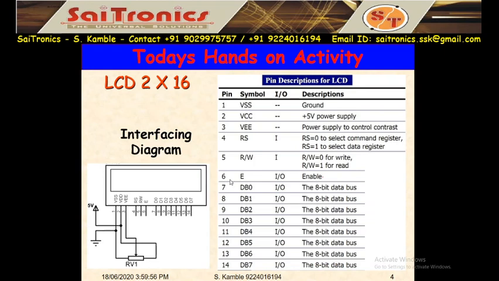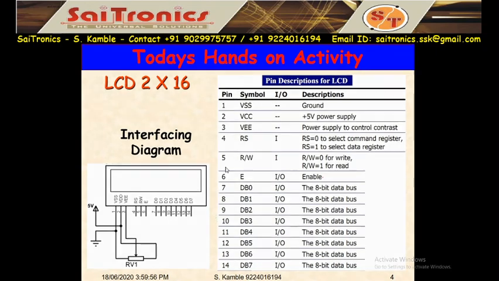Pins 7 to 14 are D0 to D7, and nowadays pin numbers 15 and 16 are LED positive and LED negative, which are used to provide backlight to this LCD. So this is the pin diagram of LCD.